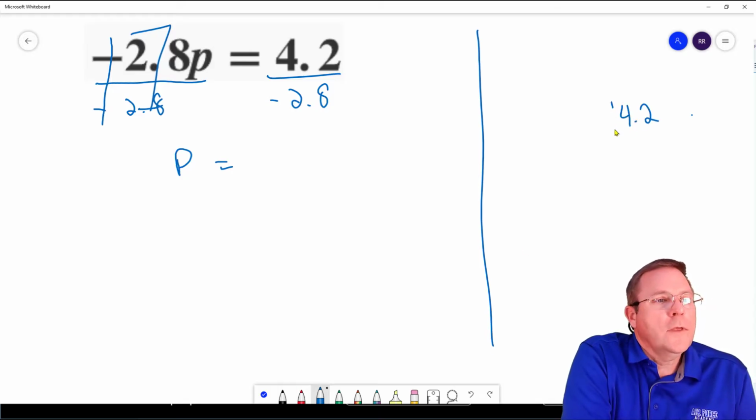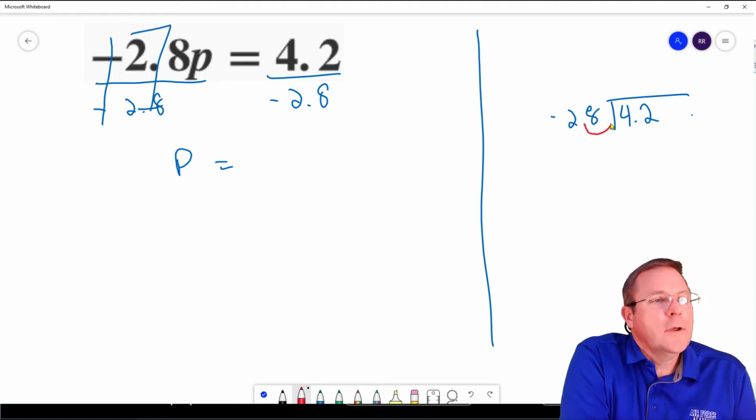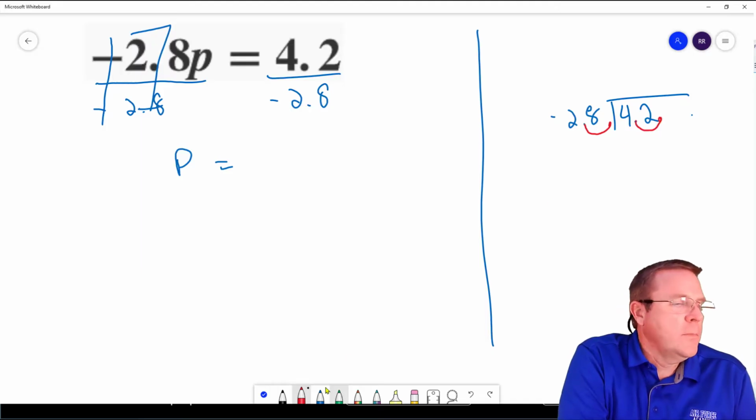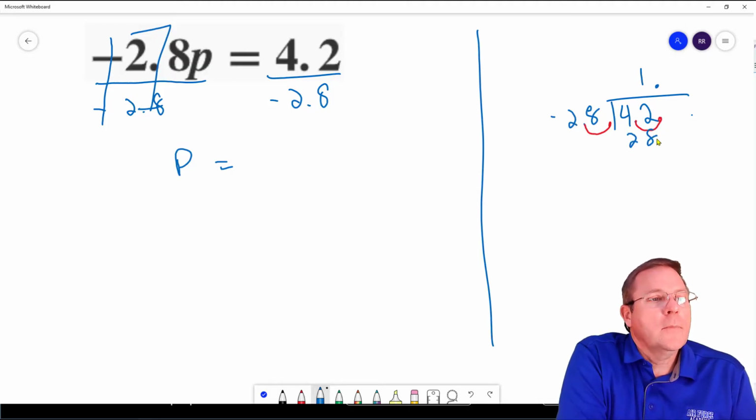First number goes in the house, 4.2 divided by negative 2.8. We're going to bounce the decimal outside the house until it hits the wall. Bounce the decimal inside the house the same number of places to the right, and move it straight up. 28 goes into 42 1 time, and 1 times 28 is 28. You subtract that, you get 14 left over. Annex in a 0, bring it down, and that's going to be a little bit harder.